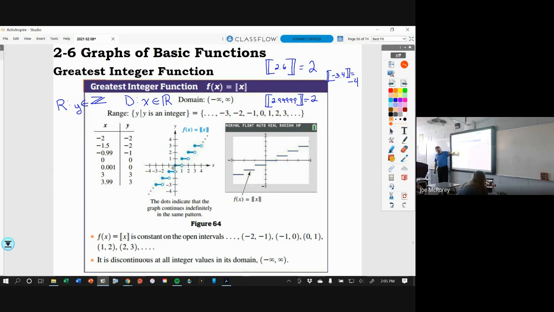Okay, so the greatest integer function on the whole is discontinuous, but it is continuous on some pieces of it, right? It is continuous from 0 to 1, and from 1 to 2, and from, does that make sense? On these little bitty subintervals, it's continuous, but it's not continuous on the whole thing. So it has a whole lot of continuous pieces.